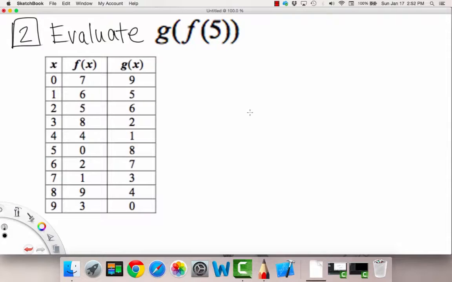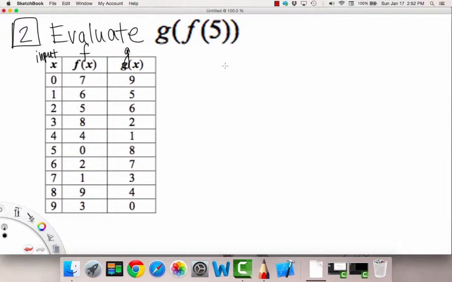Alright, here's number 2. We're going to evaluate g of f of 5. And we're given a table here. First of all, this table is a little bit confusing, but all it means is that this x is representing our input for any of these functions. This is f when you plug in your input, and this is g.